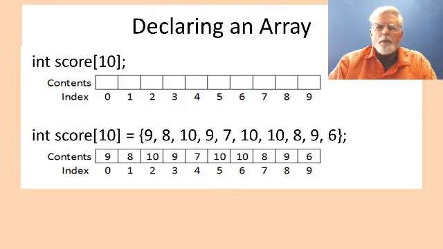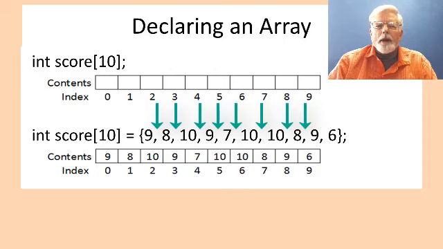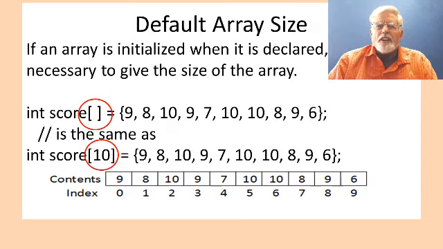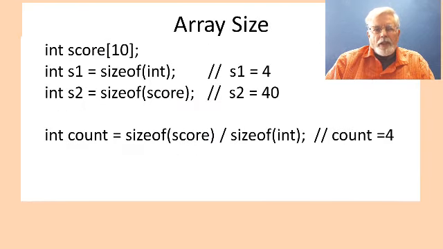The second example shows an array being declared with 10 integers, and the contents of the array are being initialized at the same time. The curly braces are placed around the initializer data, and each element is separated by a comma. If an array is initialized when it is declared, it is not necessary to give the size of the array. The size of the array is determined by the number of elements listed inside the curly braces. The C and C++ compilers need to know the size of an array when it is declared.